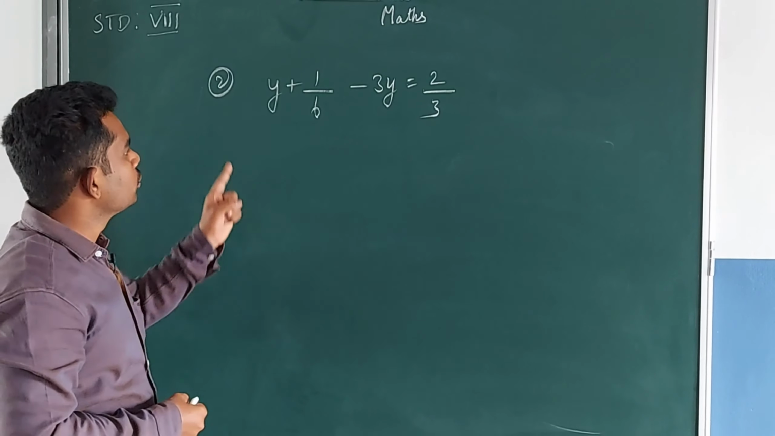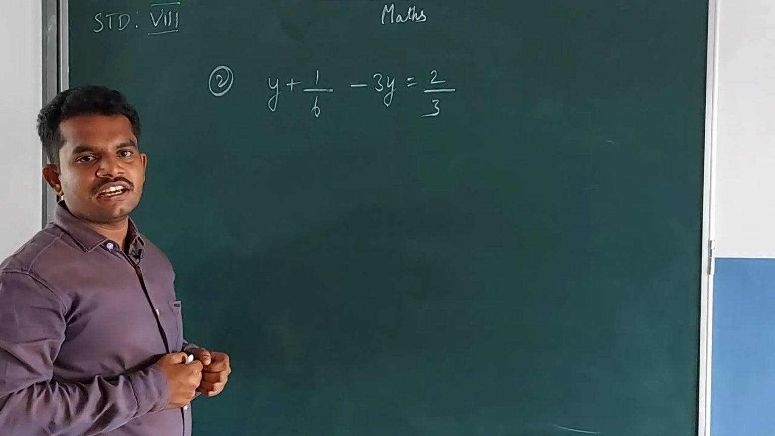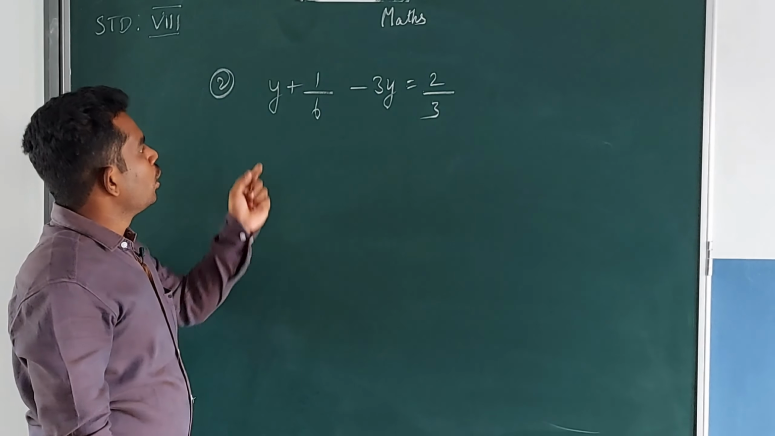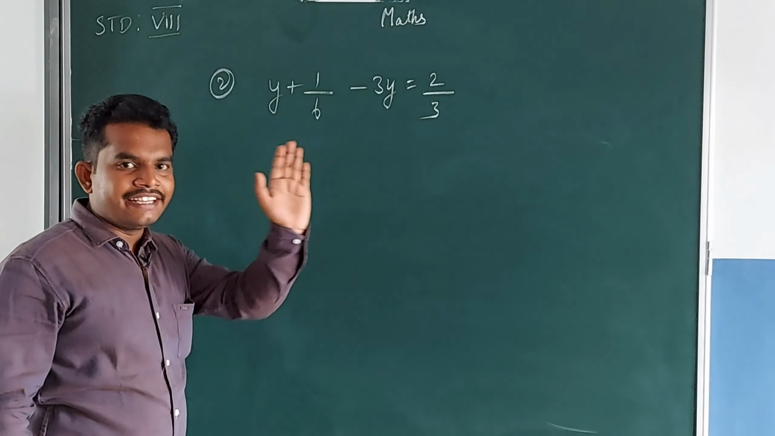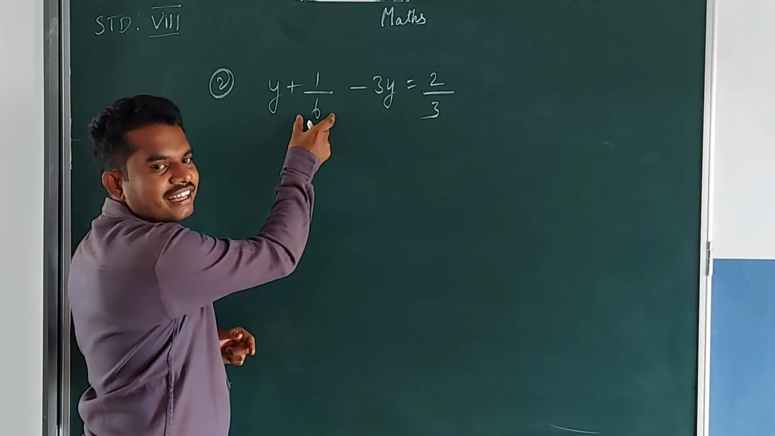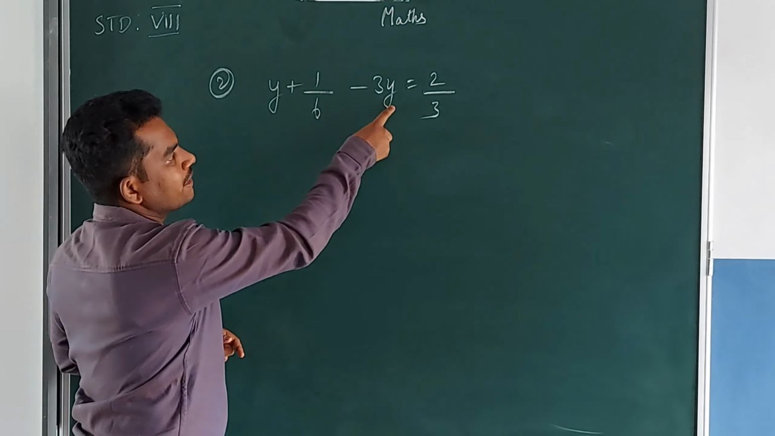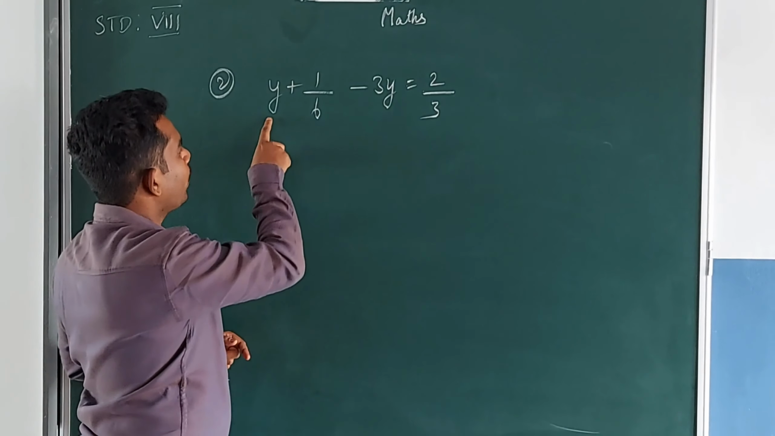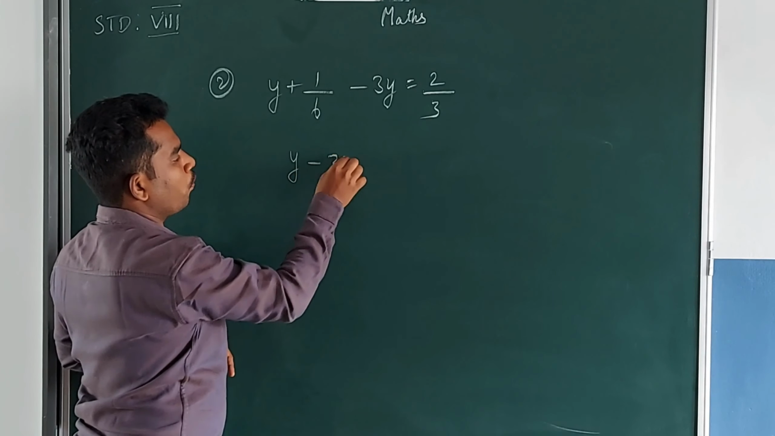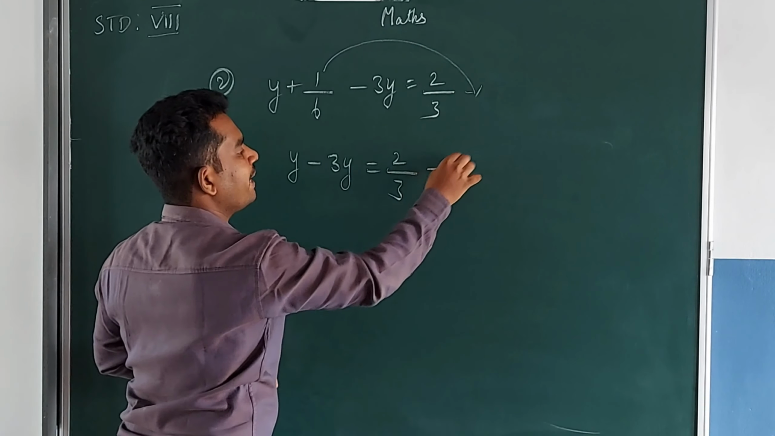Okay. So observe this question, it is in fraction. So you carefully do the sum. The first step is arrange the like terms on one side and the other side. Okay, here 1 by 6 is a number, so 1 by 6 goes to that side. y and 3y are like terms. y minus 3y is a like term. So first you write y minus 3y equal to 2 by 3, the plus 1 by 6 goes to that side, minus 1 by 6.